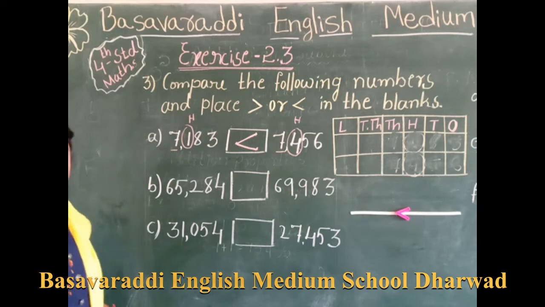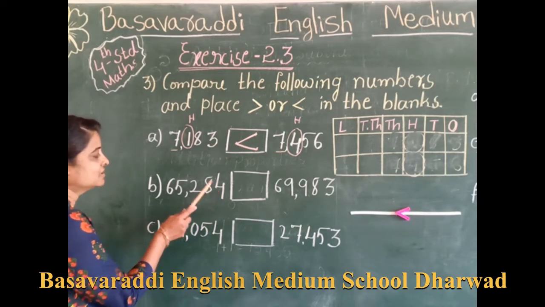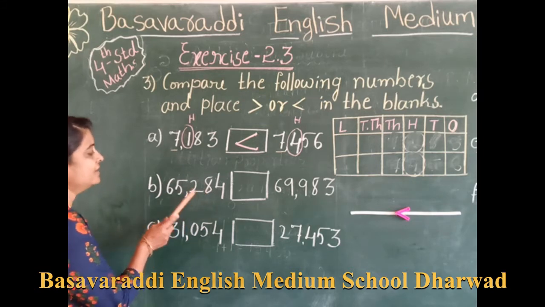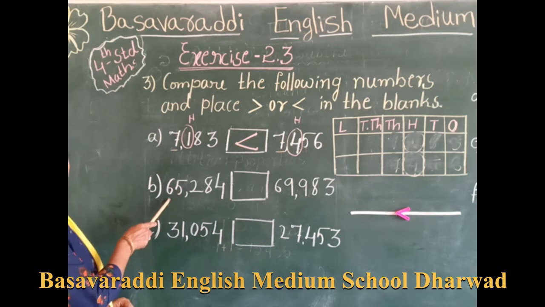Second one. Here read the number neatly. See here: ones, tens, hundreds, thousands. After thousands it is ten thousands.